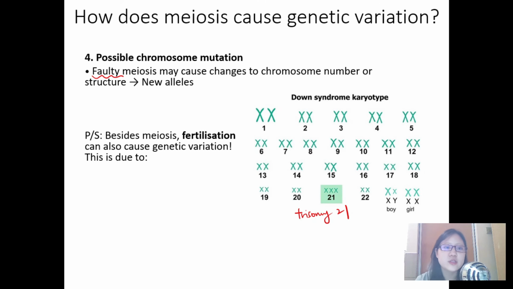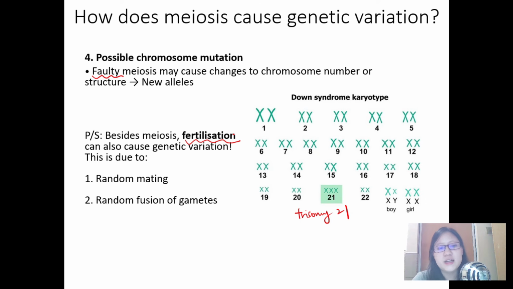But hey, besides meiosis, what causes you and your sibling to look different may also be due to fertilization. Okay? Well, you look at the reasons and you'll laugh. This is due to, number one, random mating, and number two, random fusion of gametes. Humans are monogamous and usually stick with a partner for very long periods of time. But imagine small guppy fish which mate non-stop with random other fish, right? That would cause a lot of genetic variation in their offspring as well.